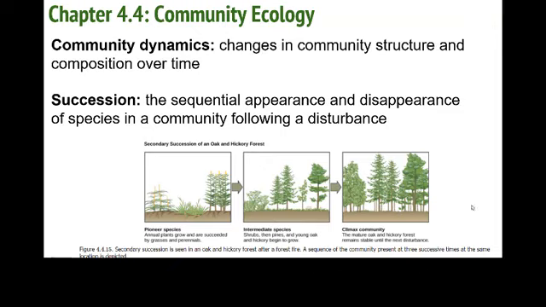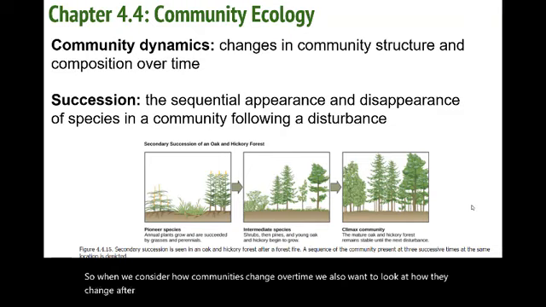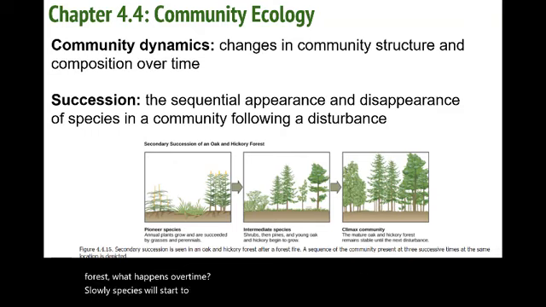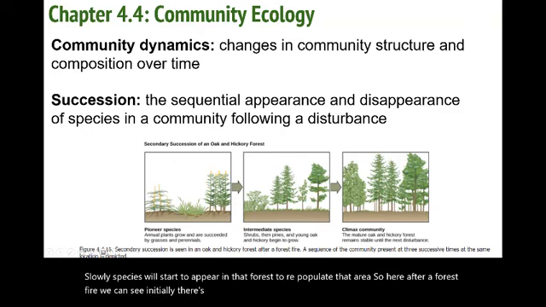So when we consider how communities change over time, we also want to look at how they change after a disaster or after a disturbance, like maybe a fire. After a fire has happened in a forest, what happens? Over time, slowly species will start to appear in that forest to repopulate that area. Here, after a forest fire, we can see initially there's a little bit of plants starting to grow, then later some shrubs and some pines, and then eventually we would see much more mature trees that have grown.